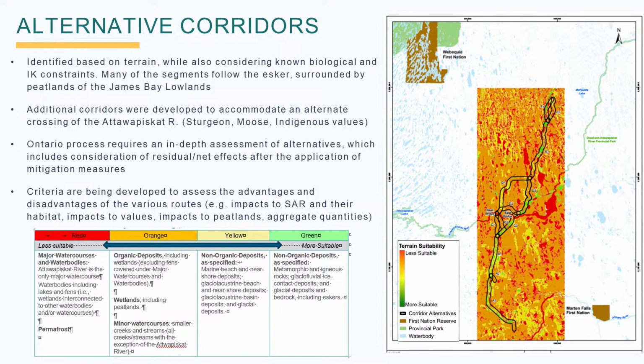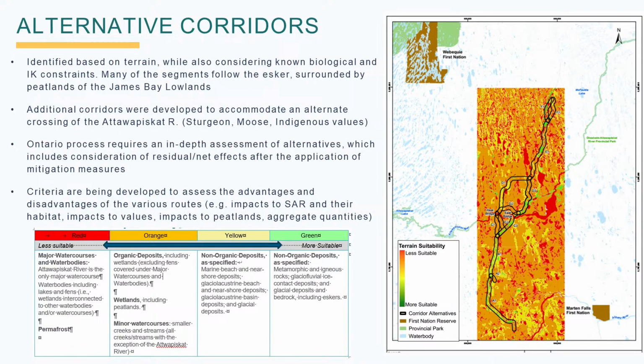In terms of the Ontario process, the provincial process, this process requires a very in-depth assessment of alternatives, and includes consideration of net effects. Net effects are the leftover effects after applying what you call mitigation measures. Mitigation measures are measures to reduce or eliminate impacts. So whatever's left over is called residual or net effects.